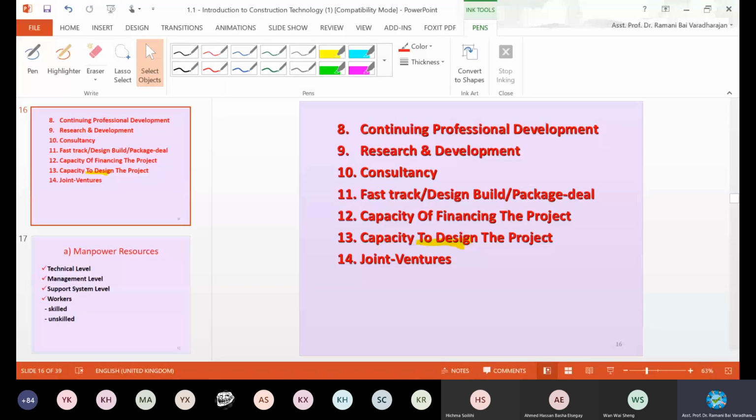Capacity of financing, right? Capacity of finance is also important. In the long run, you cannot go for small scale companies when you think of a big project, a giant project. So capacity of financing, capacity to design, joint venture. These are the things that you have to remember and consider before you plan for a project.